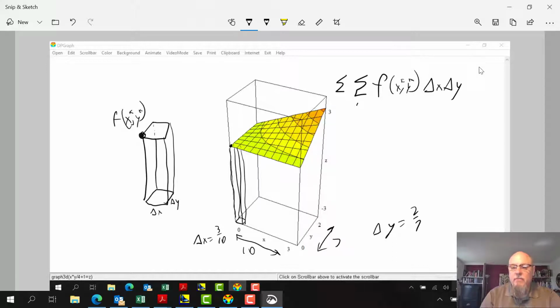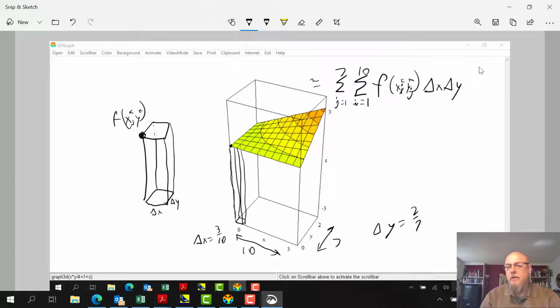So I'm going to sum up, let's make the i's for x and the j's for y. So i is going to go from 1 to 10, because there's going to be 10 of these x values. And j is going to go from 1 to 7. When I sum up this double sum, this will be the sum of all of the heights taken on the bottom left corners. And this will approximately be the volume.